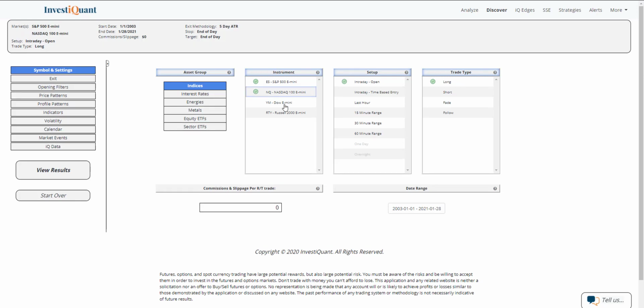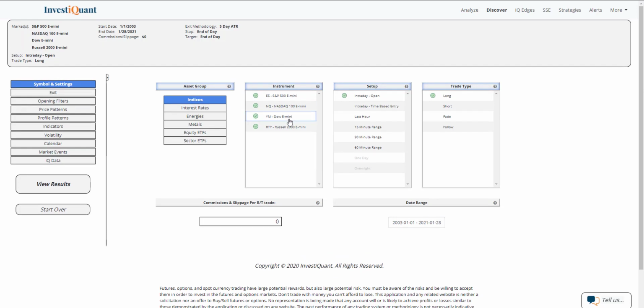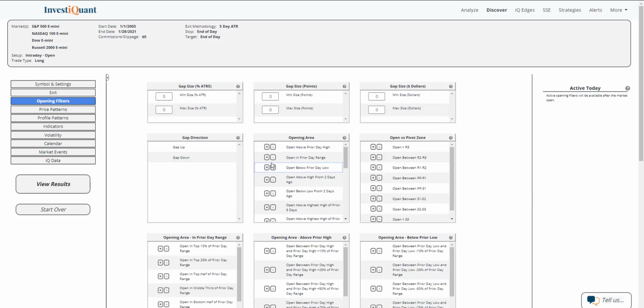We'll be looking at all four instruments this morning. The setup's going to be based upon entering the market long at 9:30 a.m. Eastern time, which is the open of regular trading hours. The exit will be set to the end of regular trading hours, which is 4:15 p.m. Eastern time. For the opening filters today, I'm going to simply use open within the prior day range.